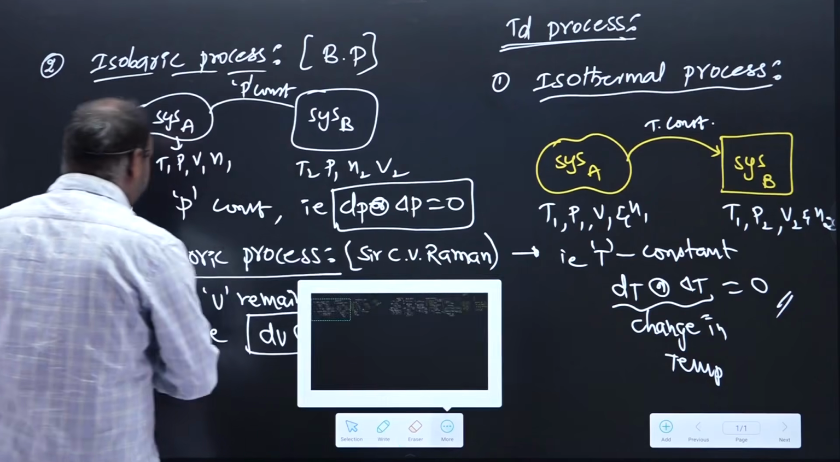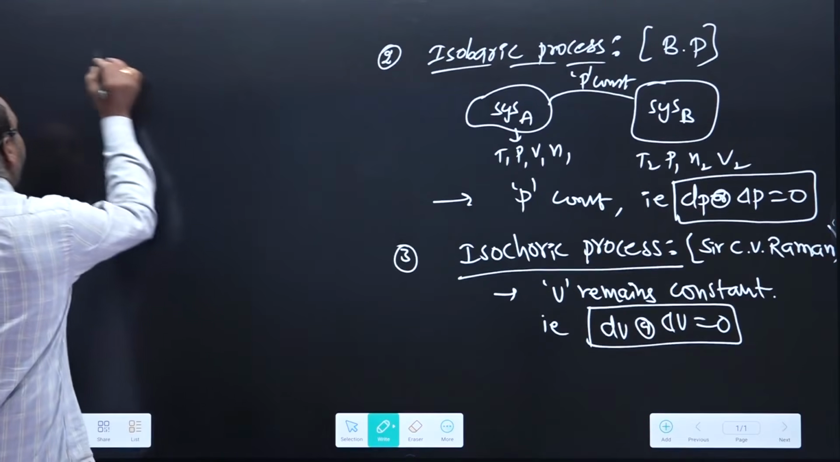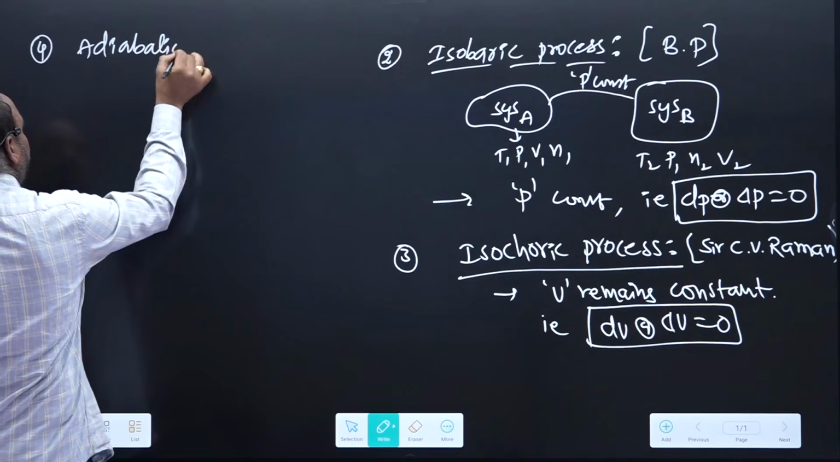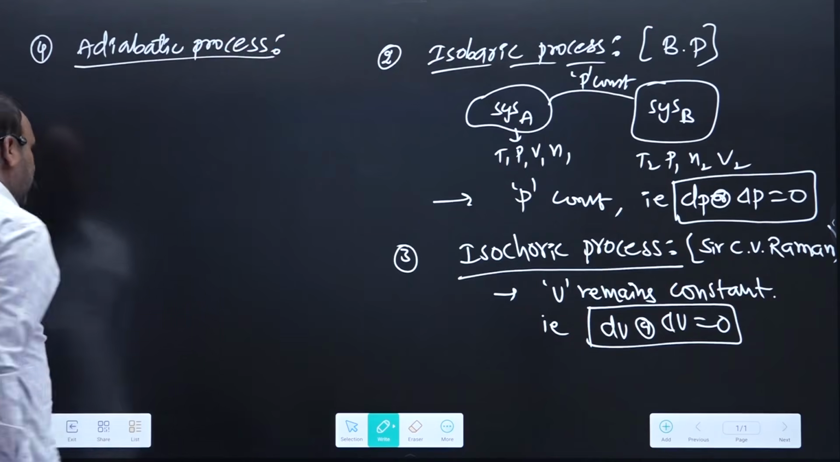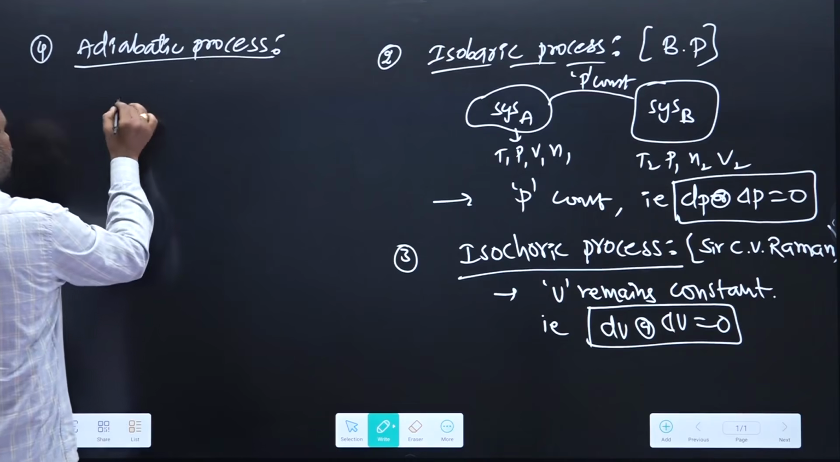Then the next, the fourth one, is the adiabatic process. Which one is kept constant? Three are completed, so the remaining one is heat. Already we have discussed the adiabatic condition. What was it? Heat only. Heat remains constant.